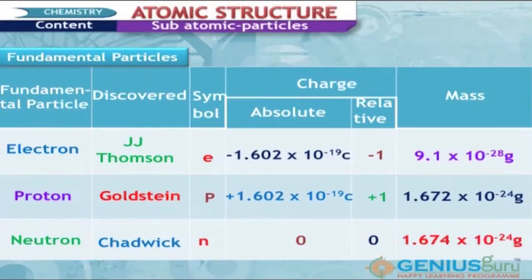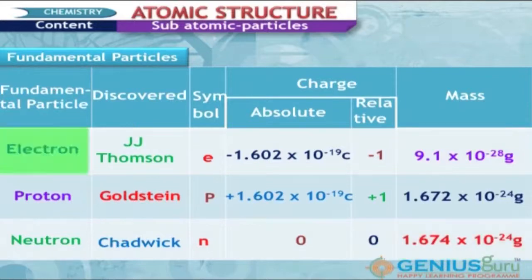So therefore, from this table, what are our conclusions? Look at the mass: electron, proton, neutron. As we move from electron to neutron, the mass of the particle increases. So among the fundamental particles, the most massive particle is the neutron. Look at this value, 1.674 into 10 power minus 24 grams, which is quite a high value compared to the remaining particles.